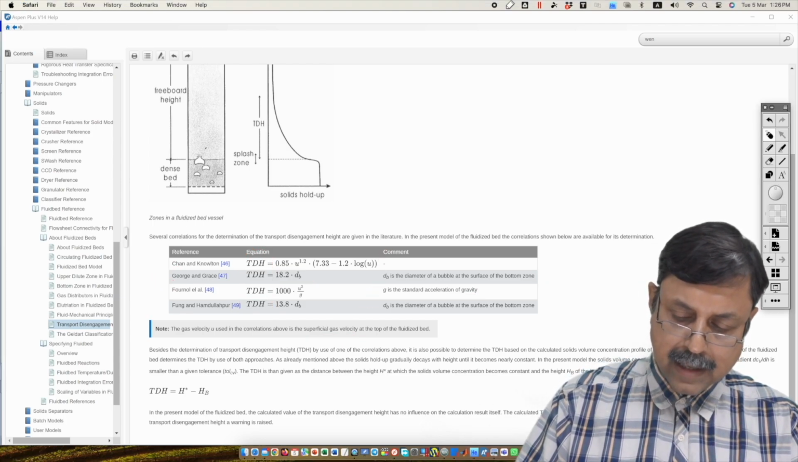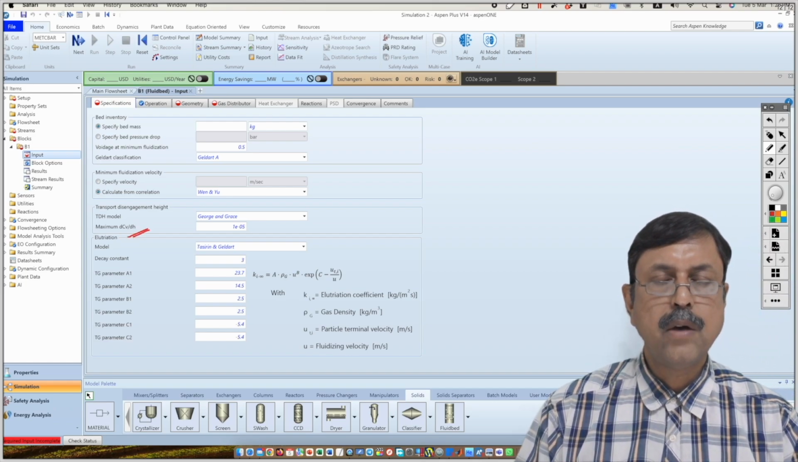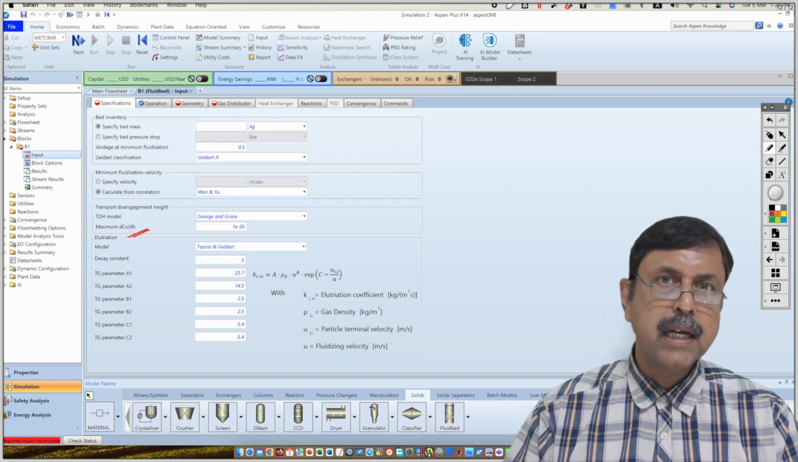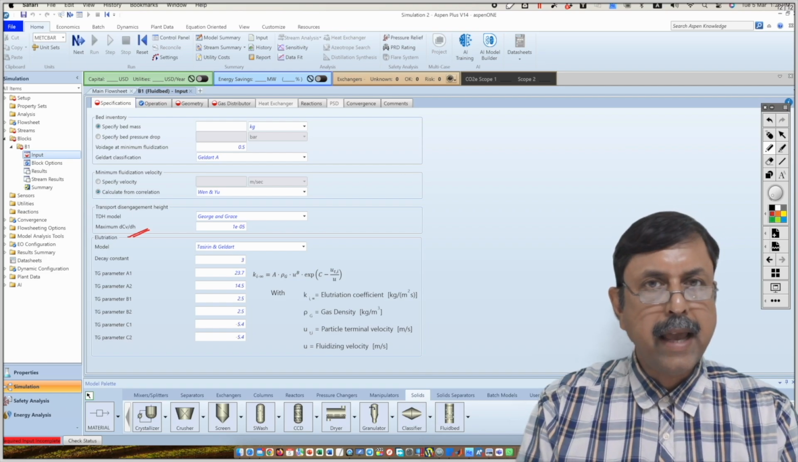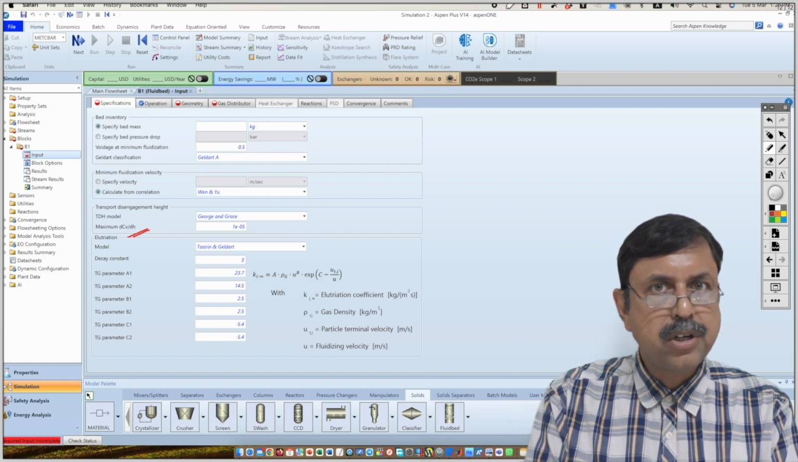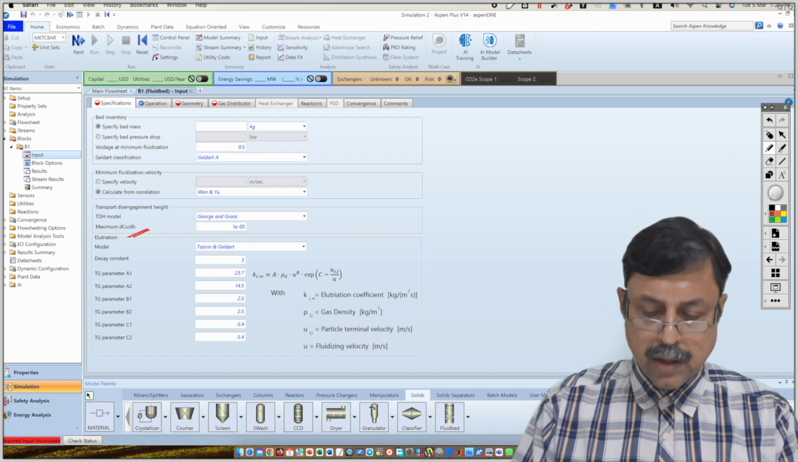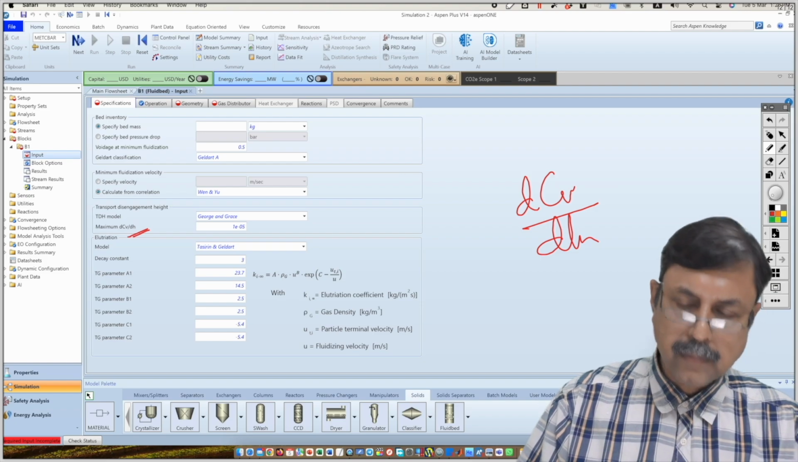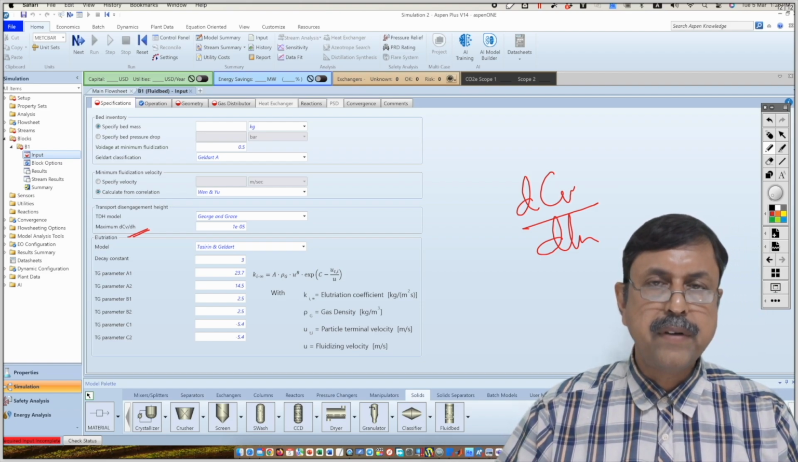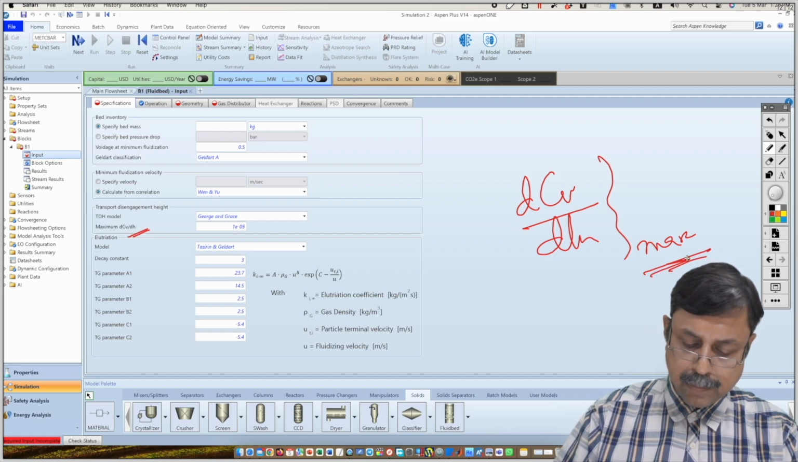And there is another factor, and that factor is maximum dCV/dH. Now what is dCV? dCV is the concentration of solid particles inside the gas phase. And as the height changes, the concentration of particles inside the gas phase also will change. So there will be a gradient of dCV/dH, and it will have some maximum value somewhere, and we have to specify this maximum value of dCV/dH.